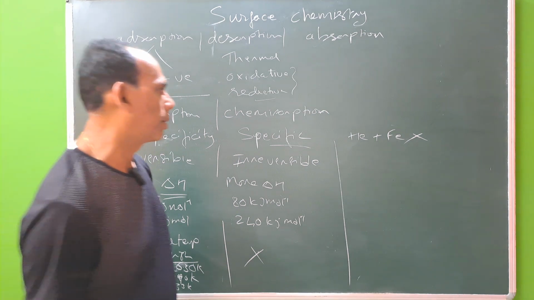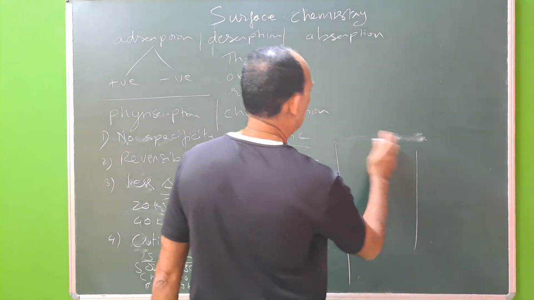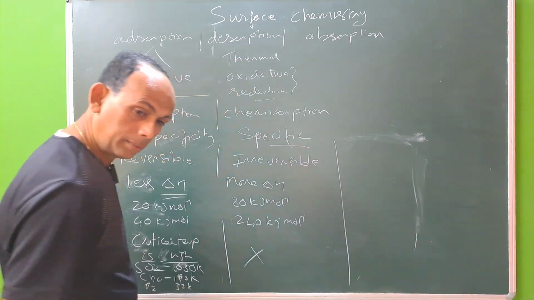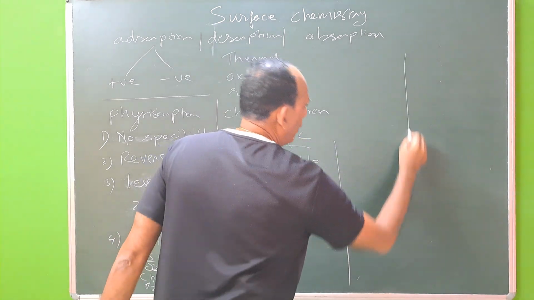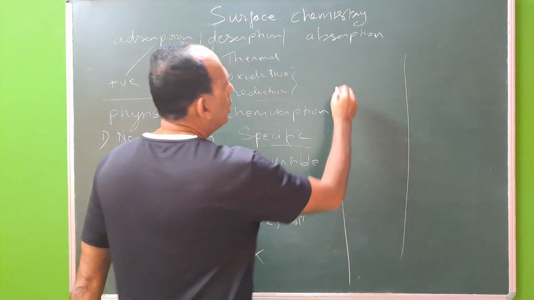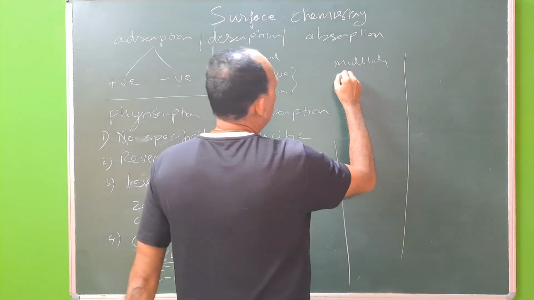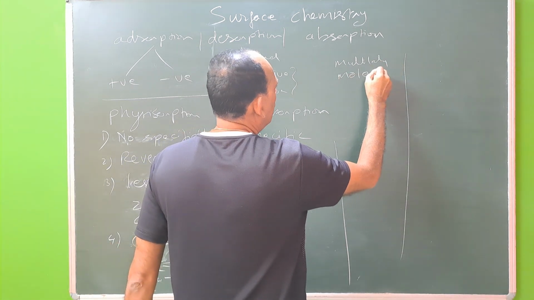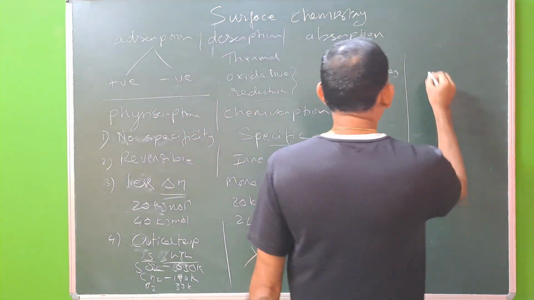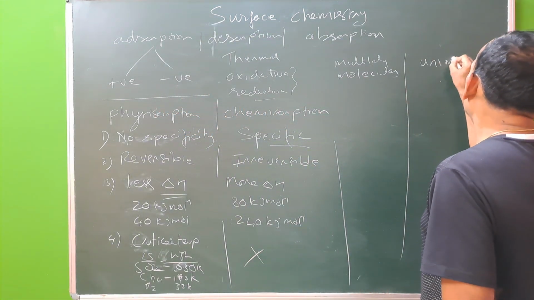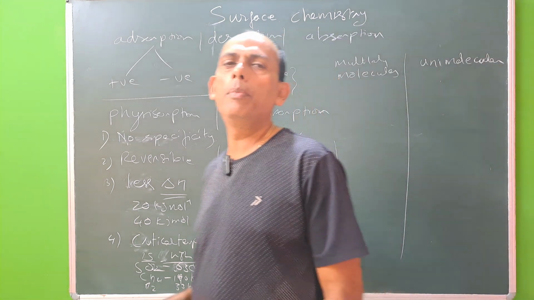There's another one, a few more. Let me write here. In physisorption you have multi-layer molecular formation. I'll tell you how. This one is unimolecular. What does it mean?